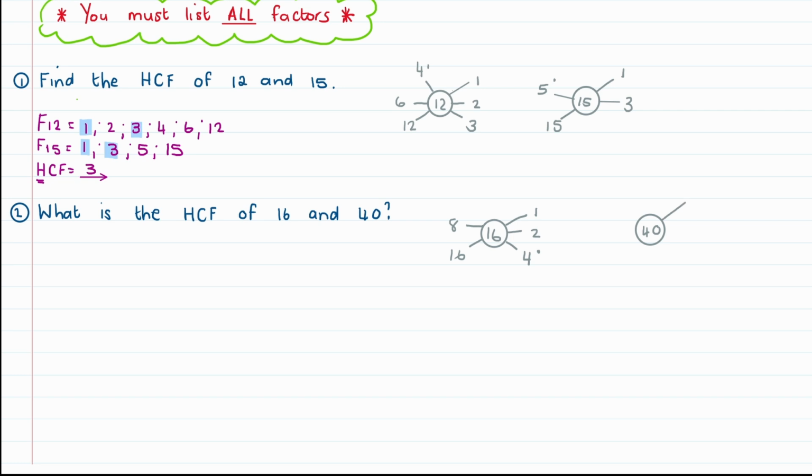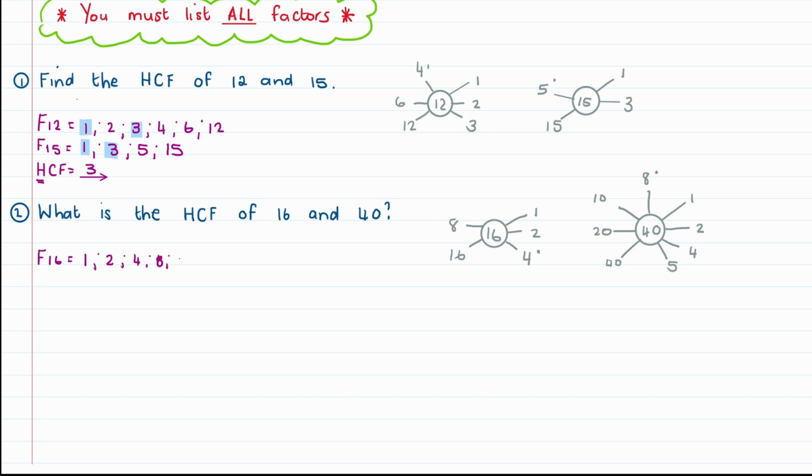40 divided by 1 is 40. Divided by 2 is 20. 40 can't be divided by 3, but it can be divided by 4, which gives me 10. 40 divided by 5 gives me 8. It can't be divided by 6 or 7, but it can be divided by 8. But this is already a number that I've written down. So there I have found all my factors of 40.